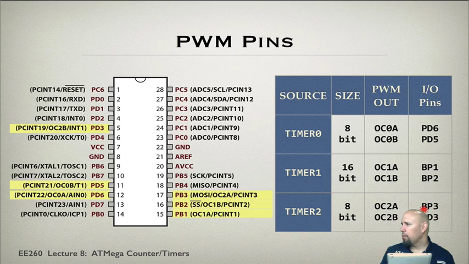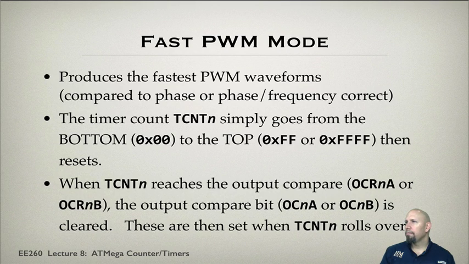But anyway, notice this is port B, pin 3. This is port D, pin 3. So in these two cases, both pins are in the same port. In this one, they're in different ports. So that's why you have this one over here, off by itself. Anyway, those are the pins that are used for pulse width modulation.